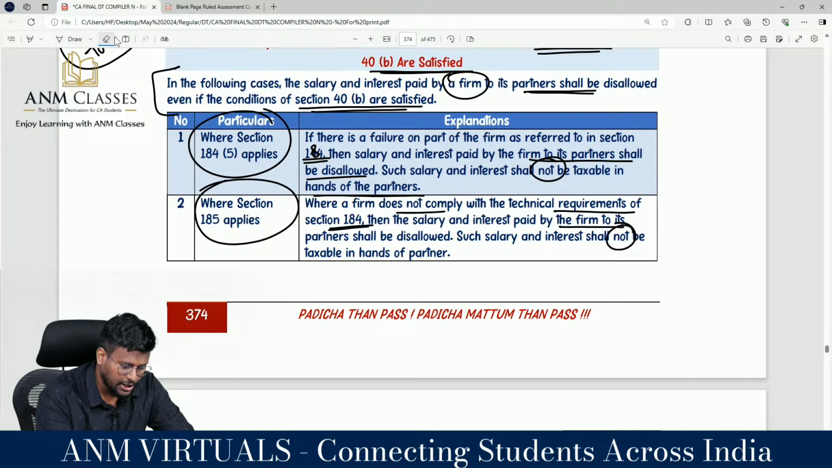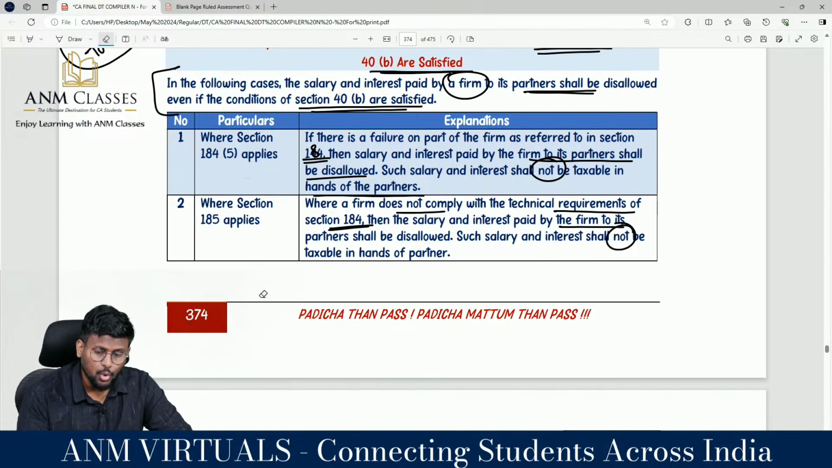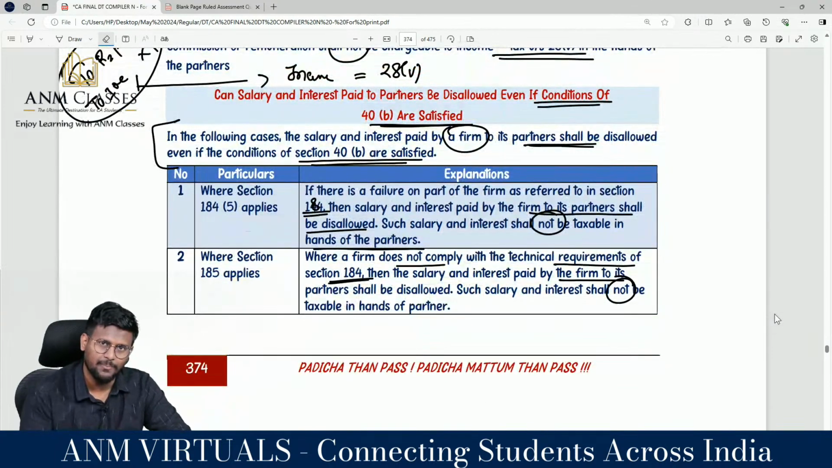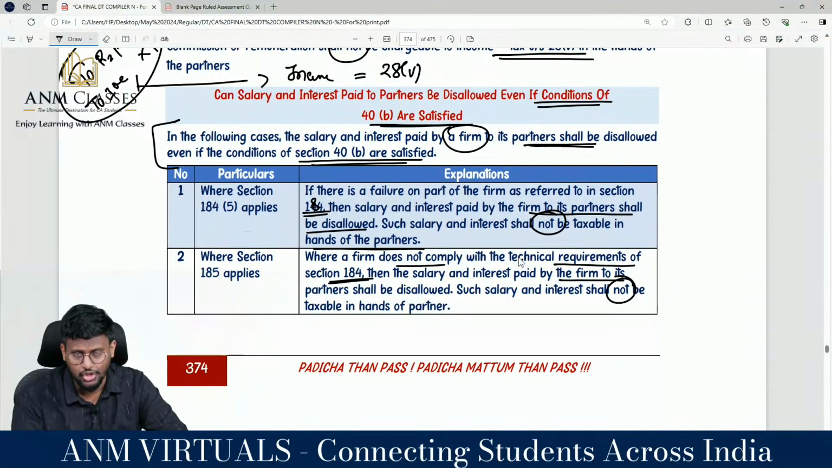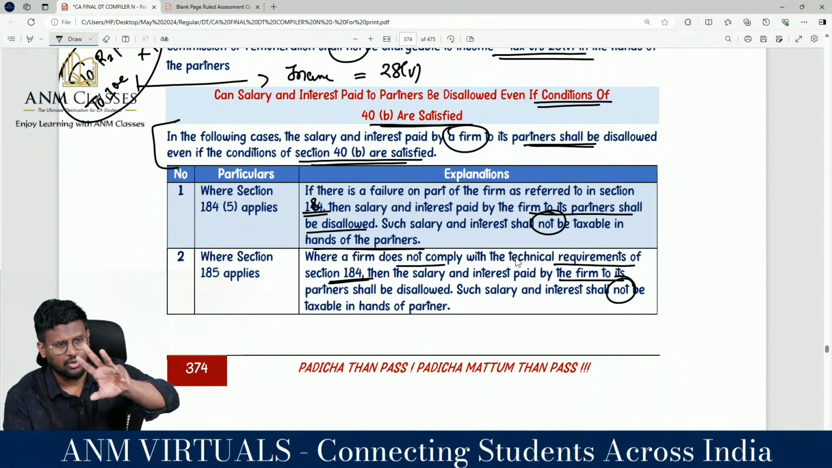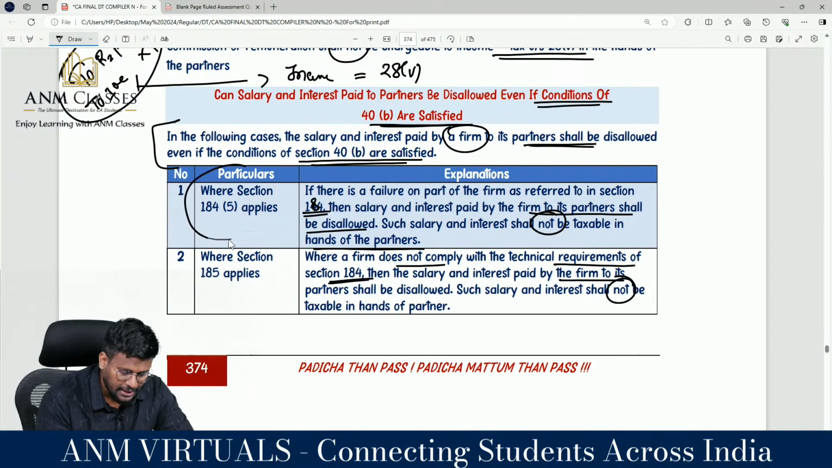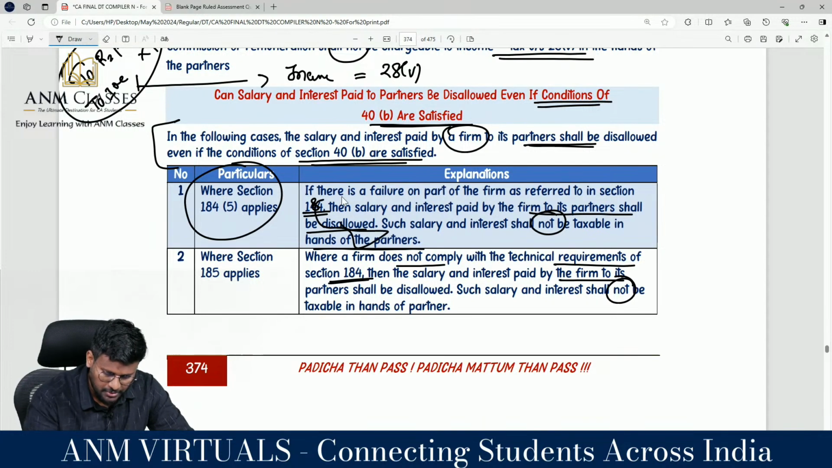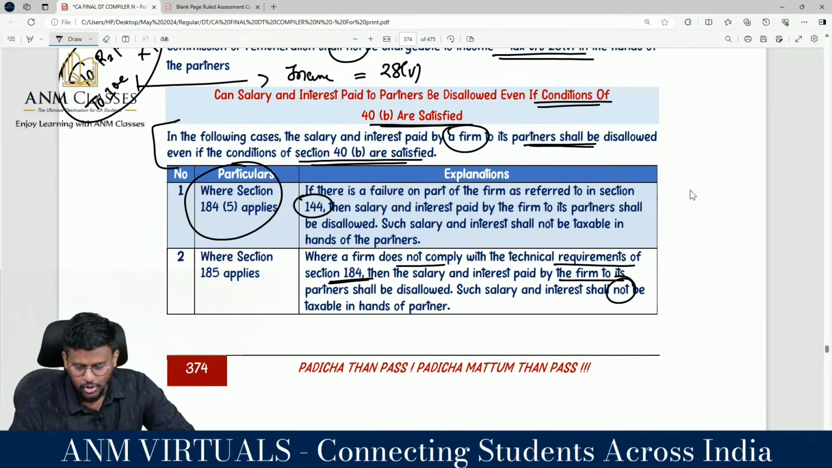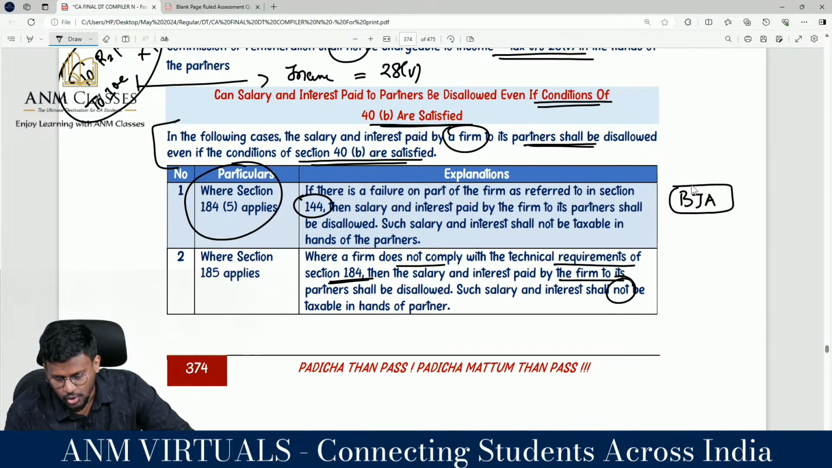What they are saying is that in 2 circumstances, even though you satisfied 40B conditions, interest to partners and remuneration to partners will not be allowed. Number 1, 184 subsection 5. 184 subsection 5 is best judgment assessment case. This is correct only. Best judgment assessment case. If the AO is doing best judgment assessment, he will not allow, sir, interest to partners and remuneration to partners.